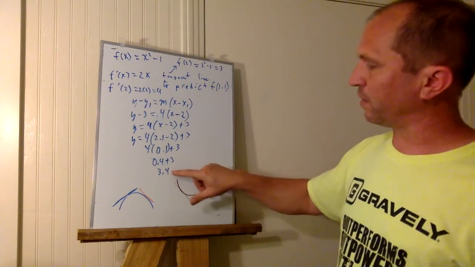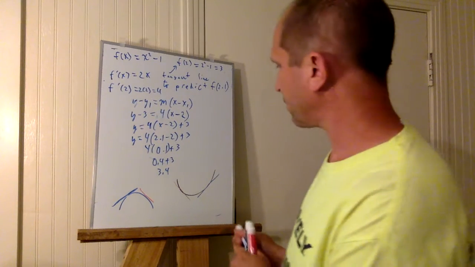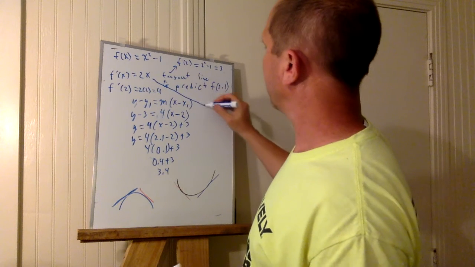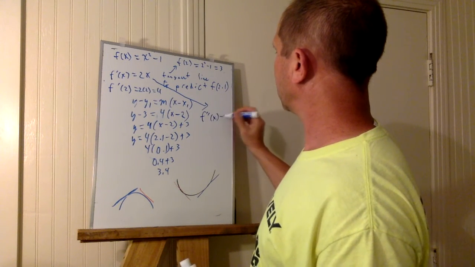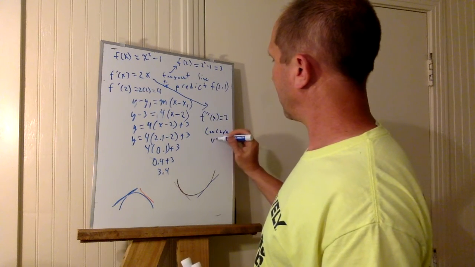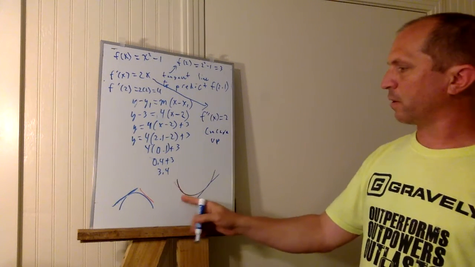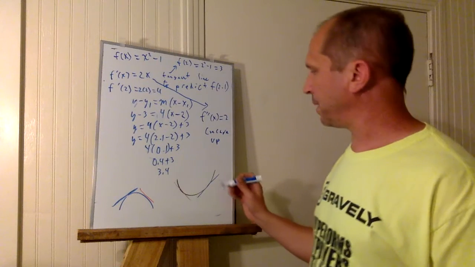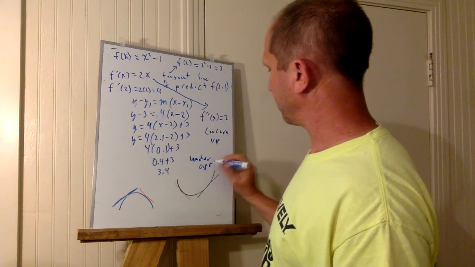So let's determine if this is an over approximation or an under approximation. Well, for concavity, we need the second derivative. So f double prime of x is 2, which is positive. So we are concave up. So since we're concave up, our tangent line will be below. So it will actually be an under approximation.